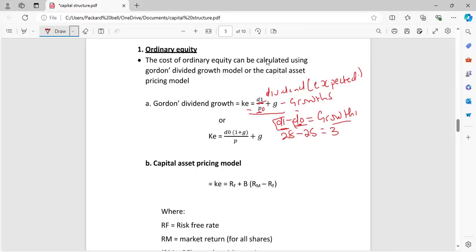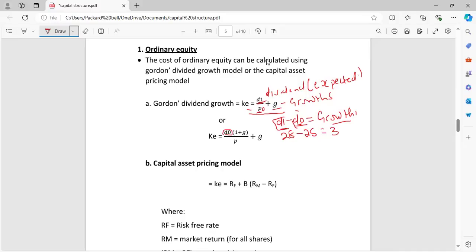Then you convert this to a percentage. So that is going to be your g. I think they did it here. Yeah, it's here: D0(1 + g) over P + g. That is if you are adjusting from the current dividend. That's how you apply your formula.